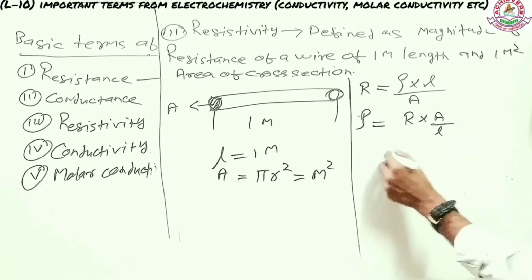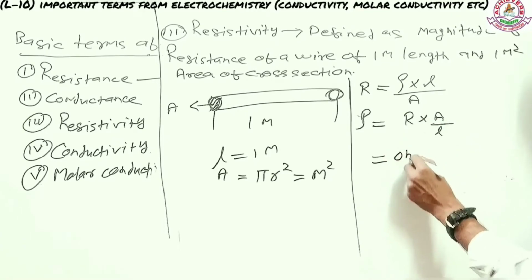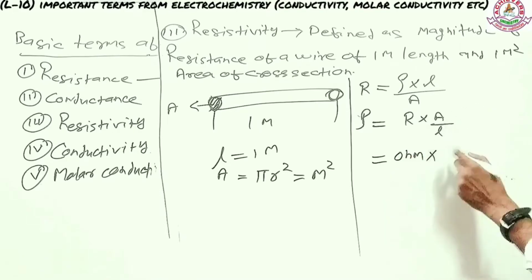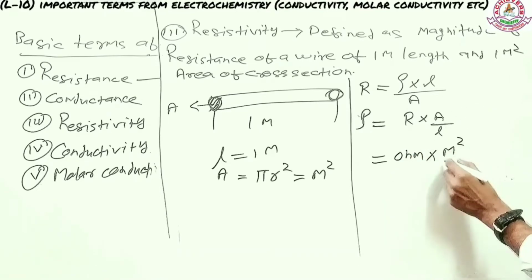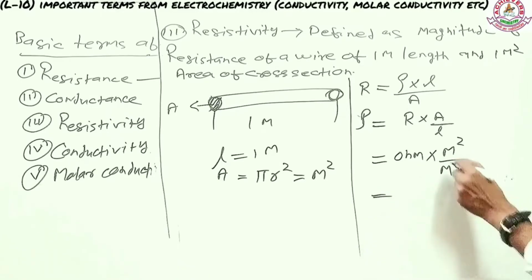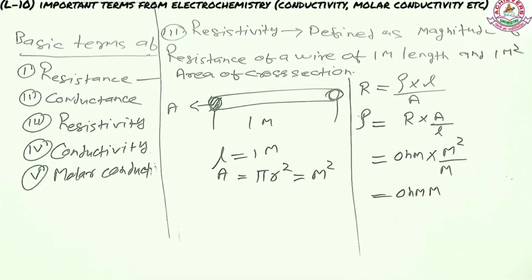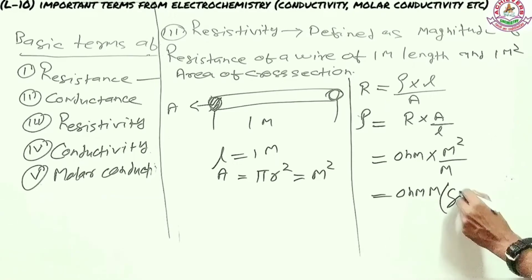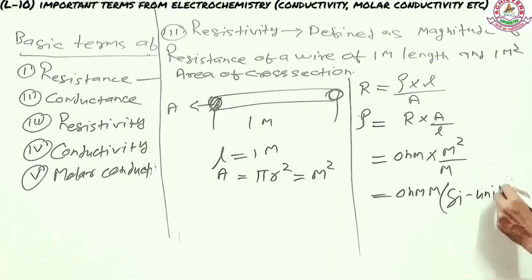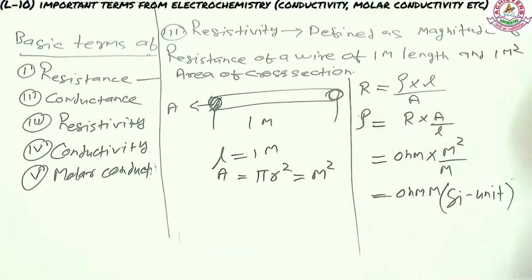So let's talk about the unit here. Resistance unit is ohm. Area unit is meter square, and length unit is meter. So what is it going to be? You're going to have 1 meter cancelled by the other, so this is going to be ohm meter, right? This is going to be ohm meter. So this is also the SI unit. So SI unit of rho is ohm meter. How has this come? Yeah, hopefully you have understood. So this is the thing here.